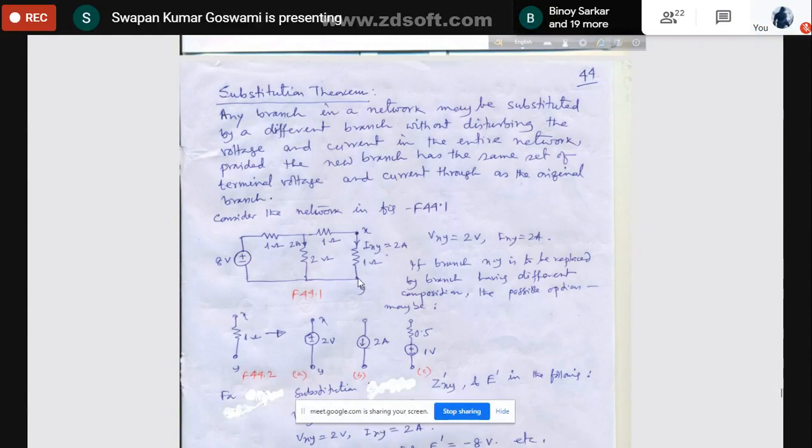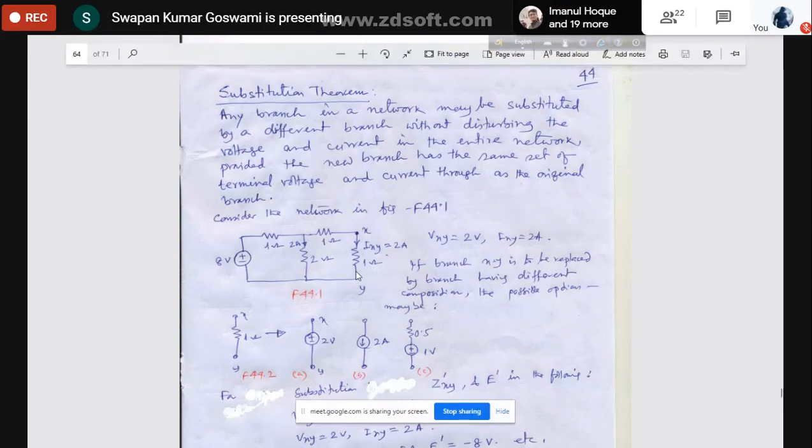Now we may replace this branch XY, this 1 ohm resistance, basically the composition of this branch, may be replaced by some other form of component. Okay, how we can do that? Now we see that if branch XY is to be replaced by a branch having different composition, there are so many possible options we can think of. Some of the options are shown here.